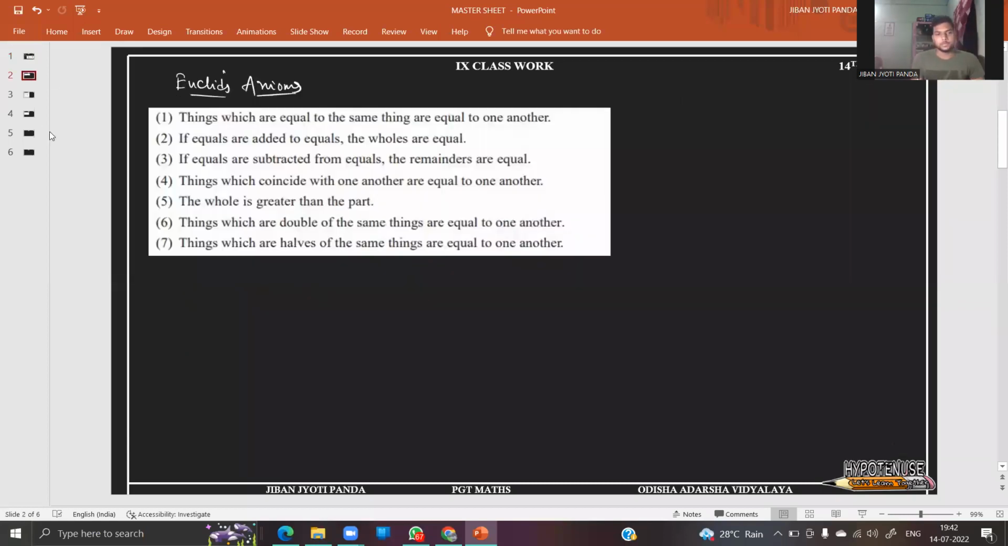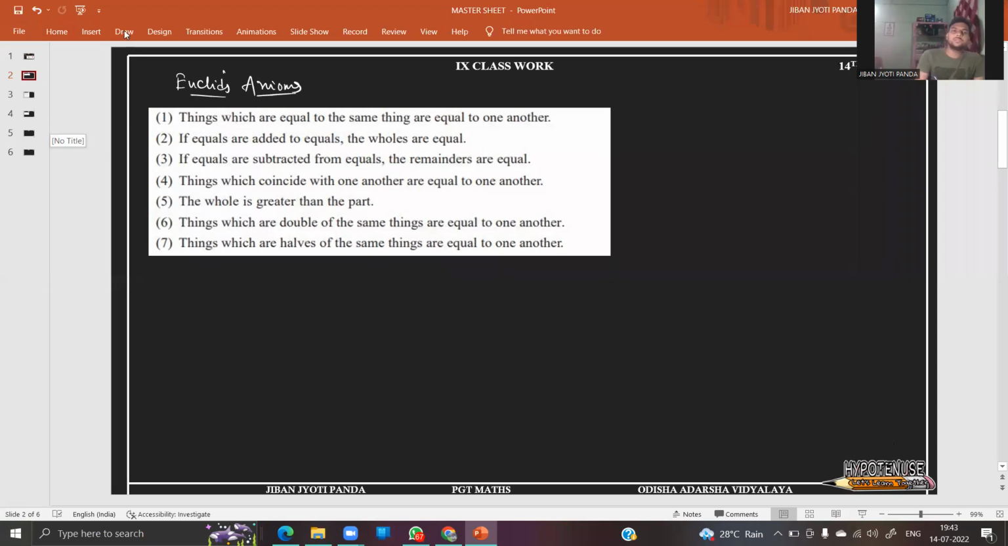So Euclid's axioms. Euclid also has 7 axioms, 5 postulates. So this chapter generally covers Euclid's 7 axioms and 5 postulates. It is very much important to understand what the axioms are and how they can be used. So try to listen, try to understand. I will read out one by one and try to make you understand what that axiom expresses or tells us.